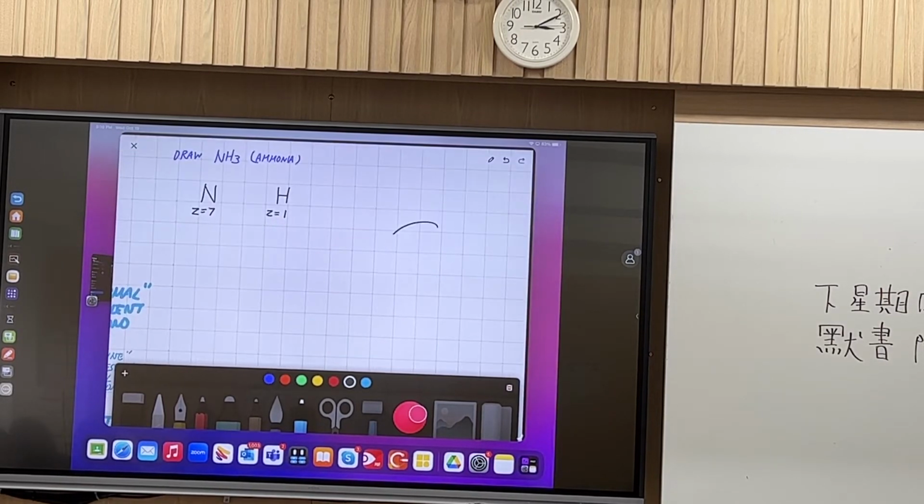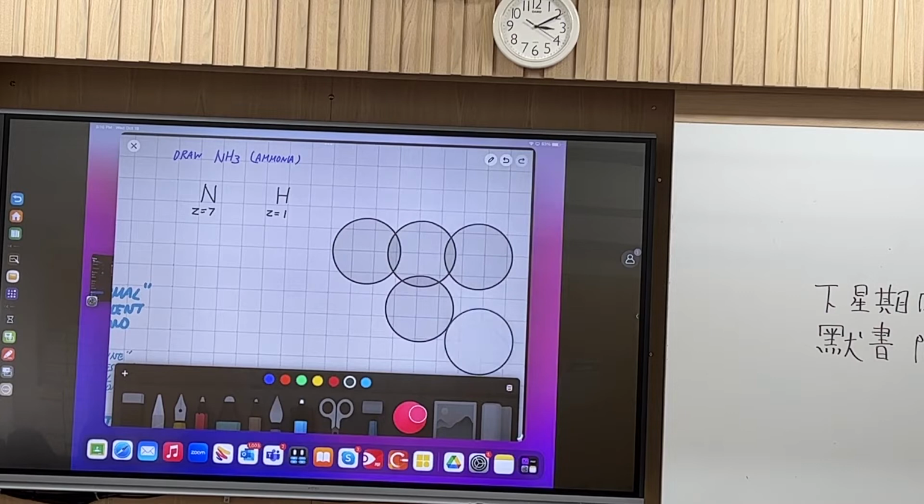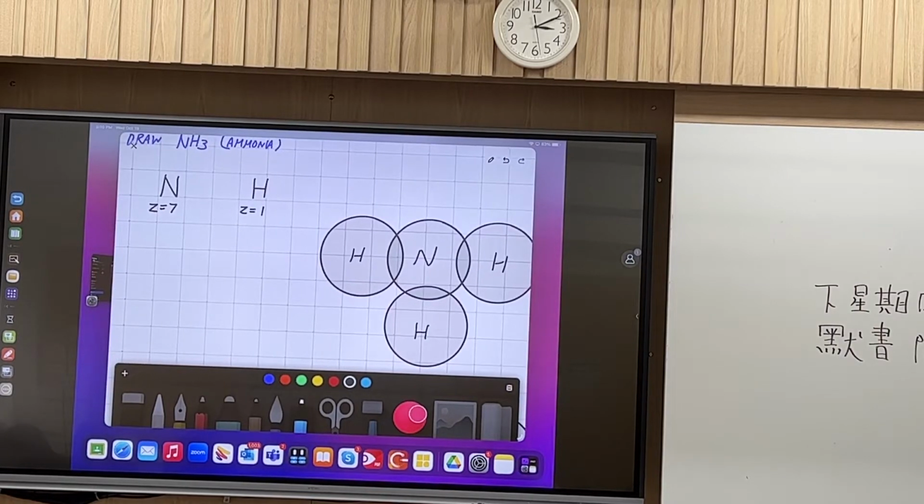I'll give you some additional hints. This is how the N and H arrange themselves in space: you have N at the center and H's on the side. Can you help me complete this drawing of NH3, knowing the atomic numbers to be 7 and 1 respectively? You have to take the same steps we took last time. Step 1 is to turn the atomic number Z into electron arrangement. What's the electron arrangement of nitrogen? 2,5. Can you write down 2,5? What about hydrogen? Obviously, just 1.